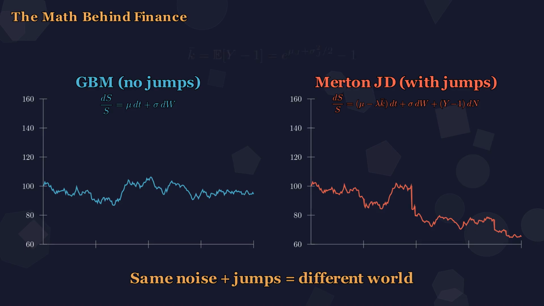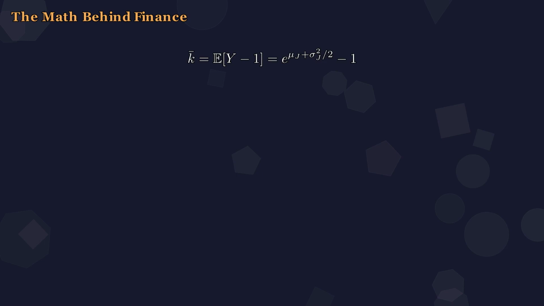You may have noticed a strange term in the drift, minus lambda k bar. K bar is the expected relative jump, e to the mu J plus sigma J squared over 2, minus 1. With our parameters, that is about negative 4.4%. Why subtract it from the drift? Because each jump changes the stock price on average by k bar. Without the compensator, the drift would be mu plus the expected jump effect. The minus lambda k bar cancels out the jump contribution, keeping the overall drift exactly equal to mu.